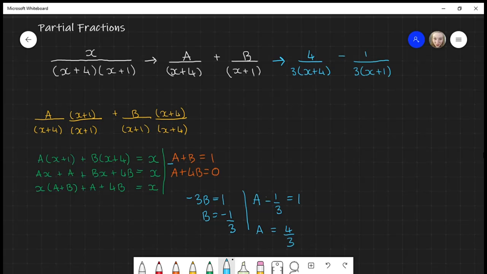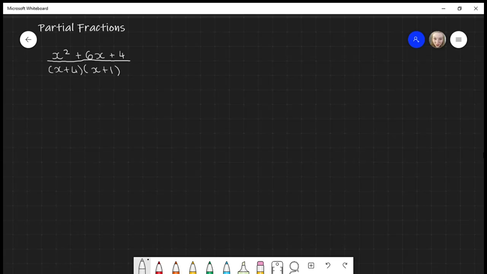We'll do one last example. For this expression, we've got an x squared term plus an x, but we can express this as a over x plus 4 plus b over x plus 1, going straight to what the numerator would be.